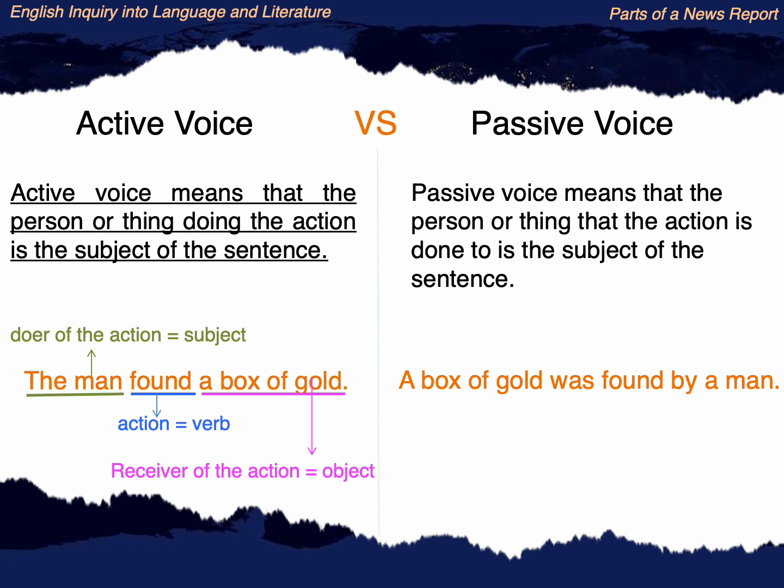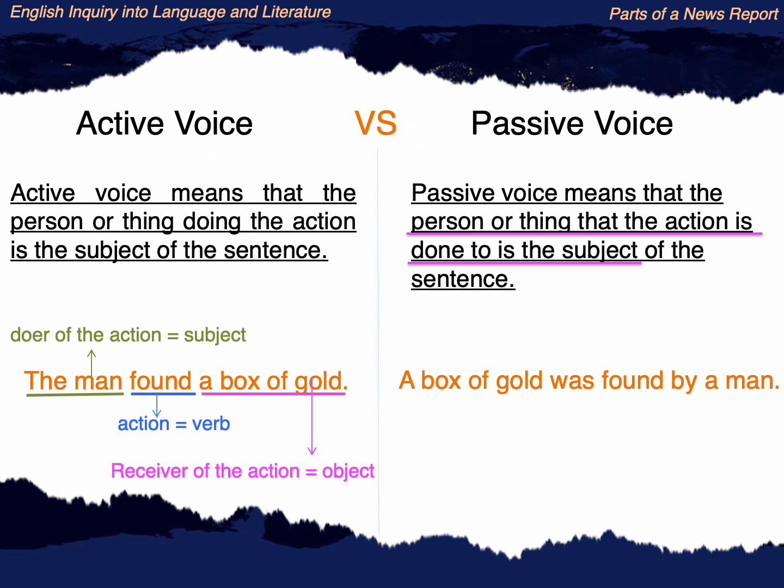Next, passive voice. Passive voice means that the person or thing that the action is done to is the subject of the sentence. Let's read this one more time. Person or thing that the action is done to is the subject of the sentence. Action is done to means receiving the action. Okay, receiving the action. Okay, let's take a look at the example.